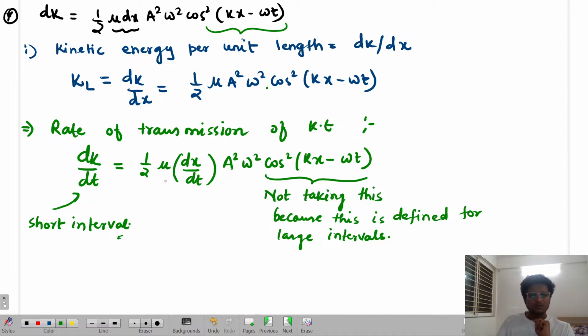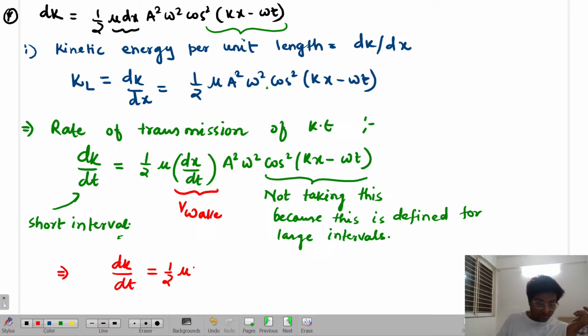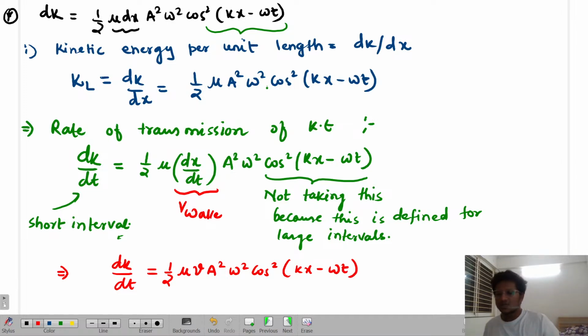Yeah. So now you got the relation that dK by dt is equal to 1 by 2 mu. Achha, this dx by dt is nothing but the velocity of wave, or not? Which is how much? V. I'll call it V into a square mu square, sorry, omega square cos square (kx minus omega t). You have to just remember this derivation.